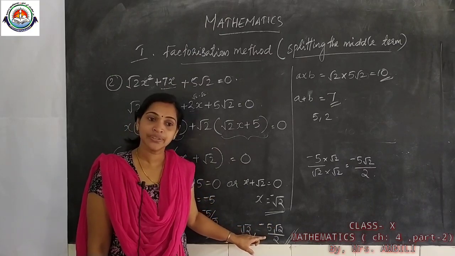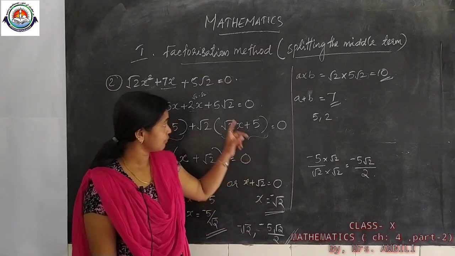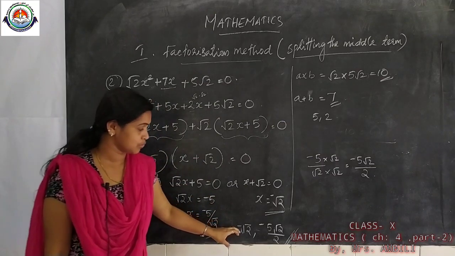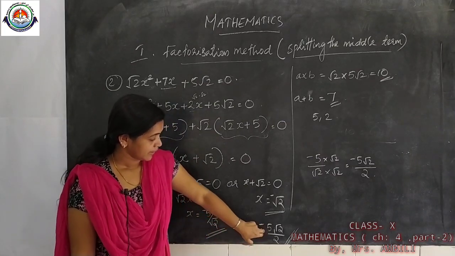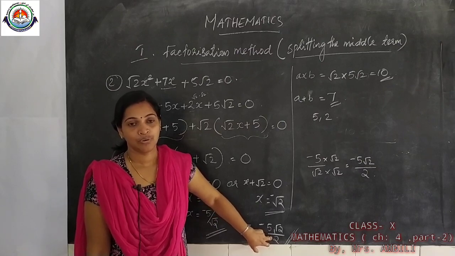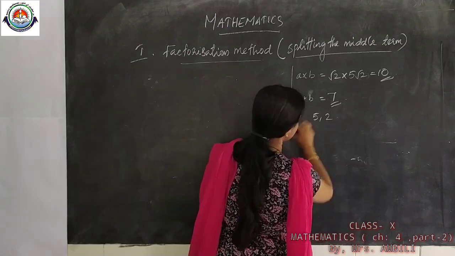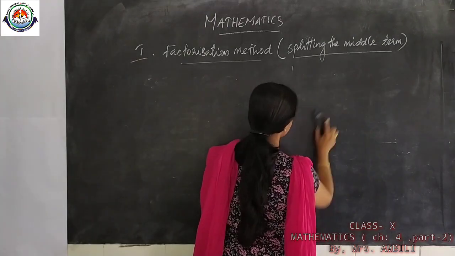Okay, if you need, you can verify this one. Just instead of x you can put minus root 2 and minus 5 root 2 by 2 and you can check it. You are getting 0 or not. Okay, clear? Then one more question I will do here.